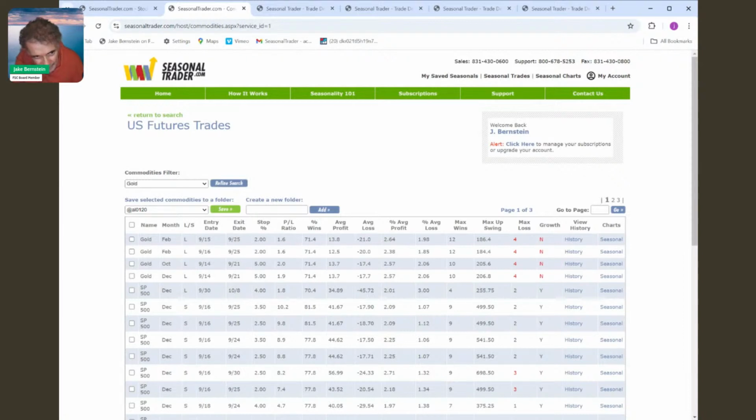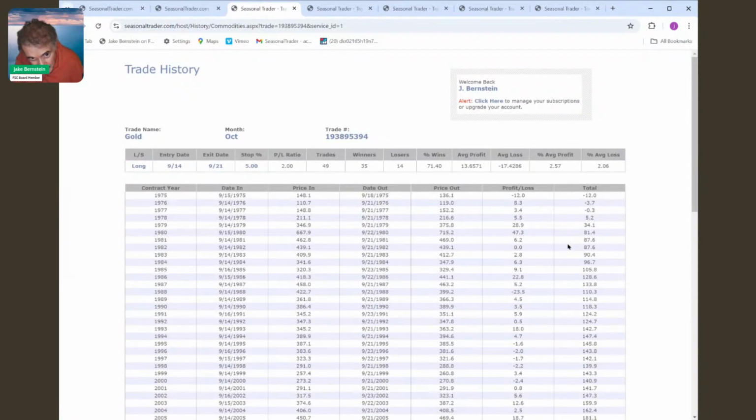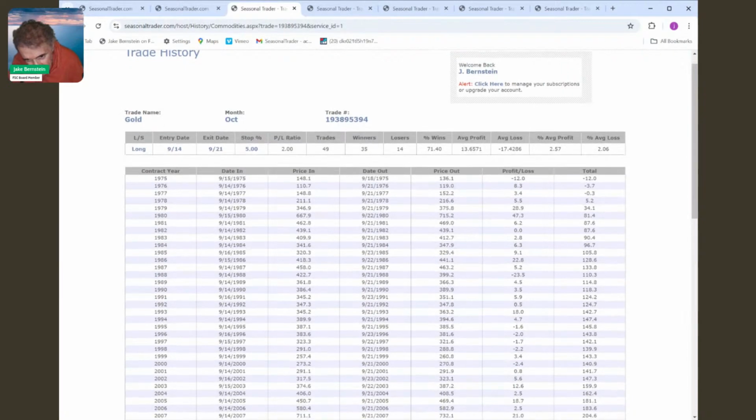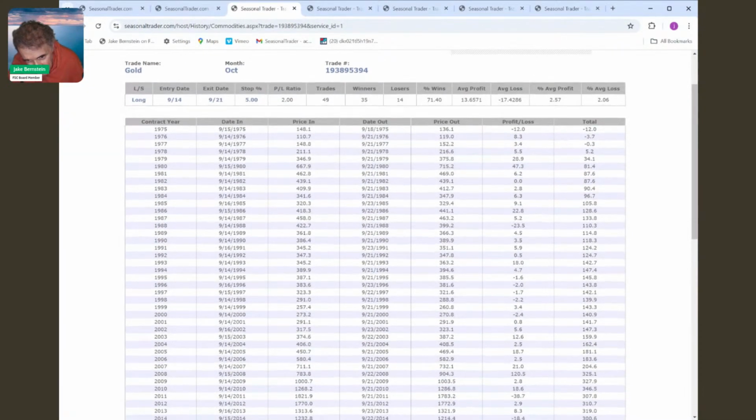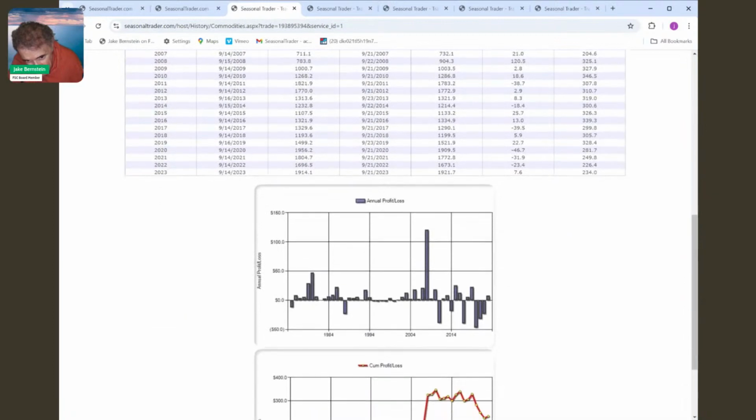But again, we're anxious. We want to get in sooner. Is there anything that will get us in sooner? Let's find out. Here we go. The earliest we could be in would be September the 14th through September the 21st. And it's a relatively short-term trade. Let's take a look at the history. Here we go. So we're looking at 49 years of history. And for me, it's very revealing to take a look at the cumulative profits chart. Notice what's been happening.